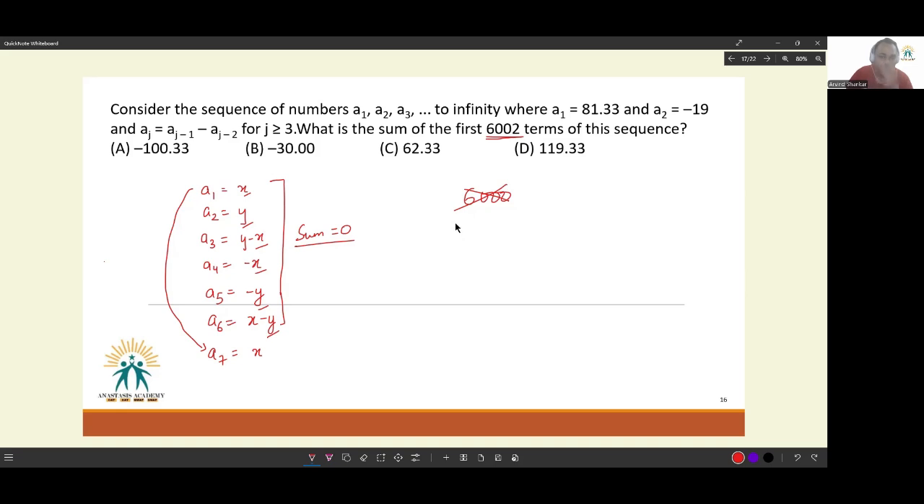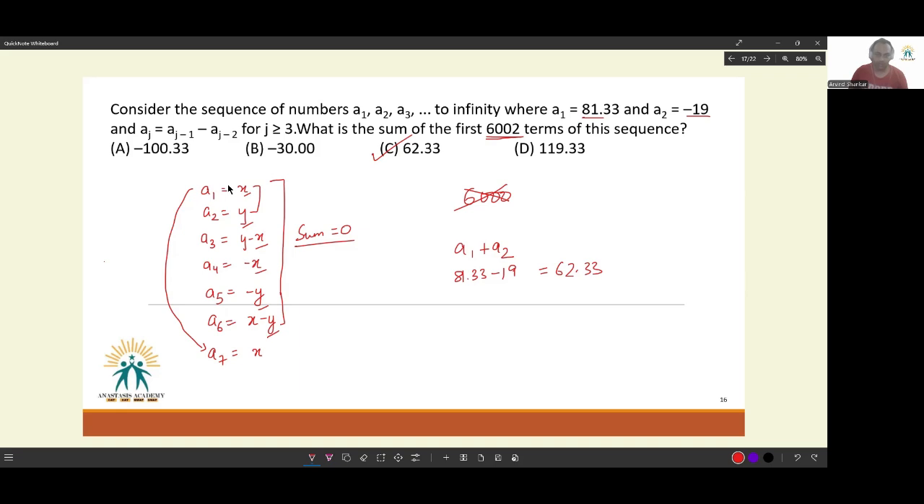I only need the sum of two terms, the first two terms. What they're asking for is a1 plus a2. And the wonderful thing is they've given me the values of a1 and a2. A1 is 81.33, A2 is 19. So the summation of them is 62.33. Our answer is option C.